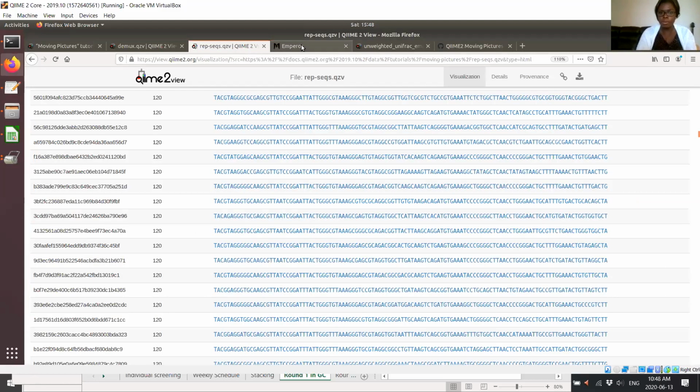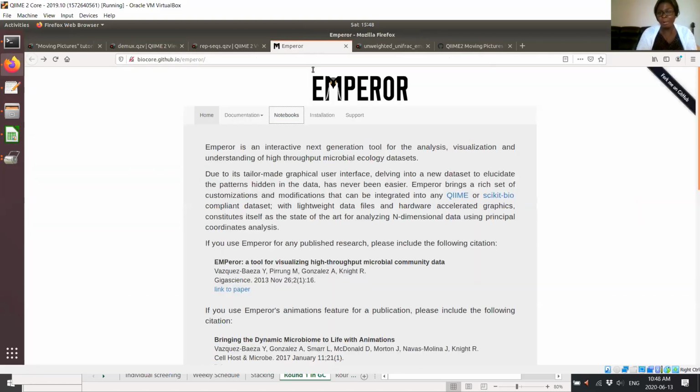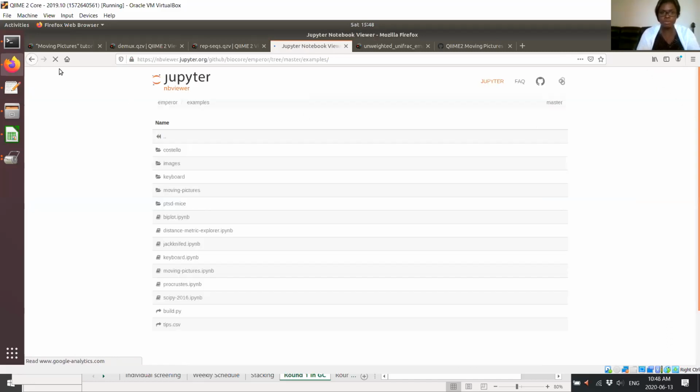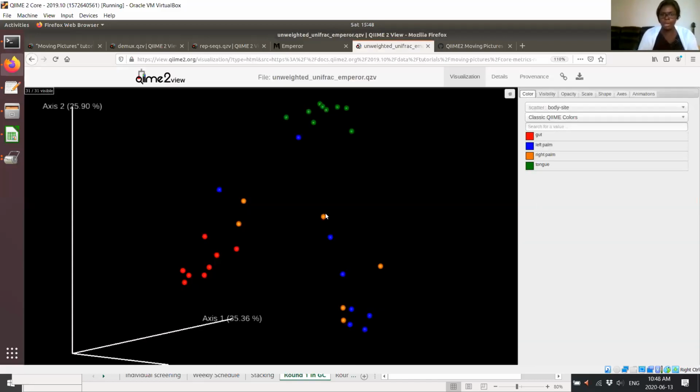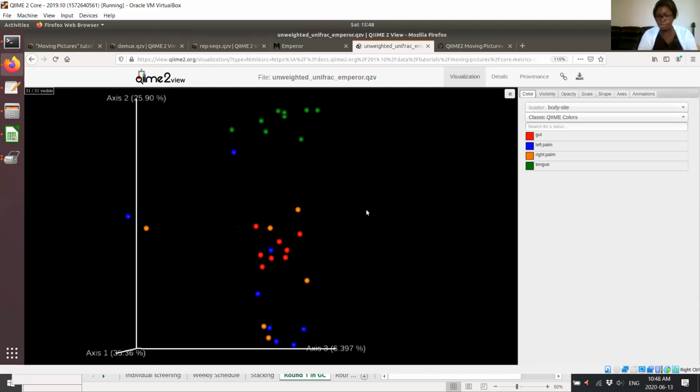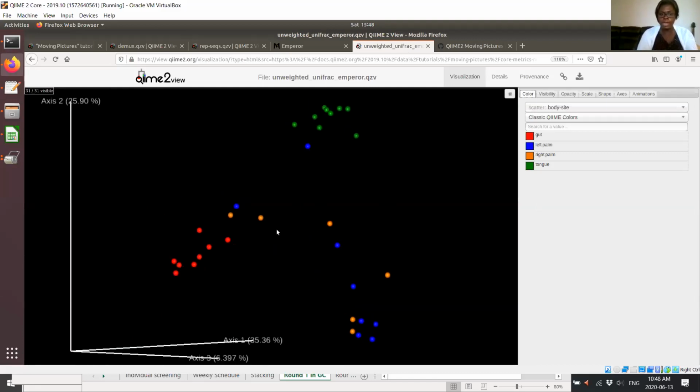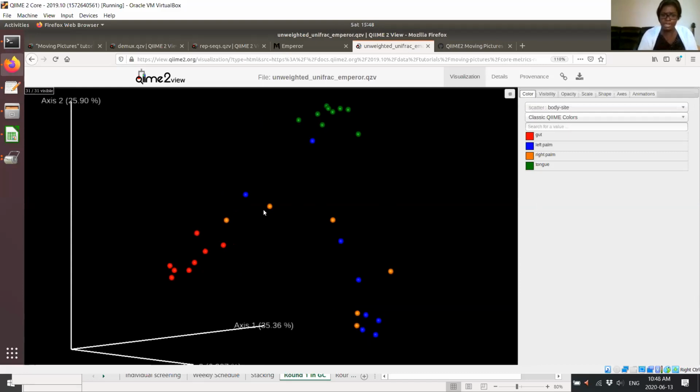I'm actually going to spend some more time on this. So this is the Emperor thing, where it also has a place for notebooks. So if you're into Jupyter and all of that, it takes you to your notebook view, but we're not going to do much on that. But with Emperor, you get something like this, where first of all, it moves around, which is cool, but then it clusters your samples, where you can see the red, which is your gut samples, clustering together, the tongue, which are your green samples, clustering together.